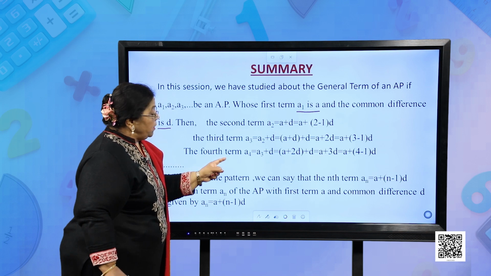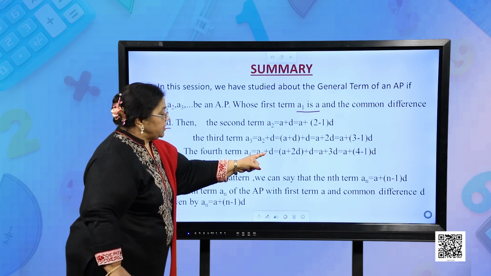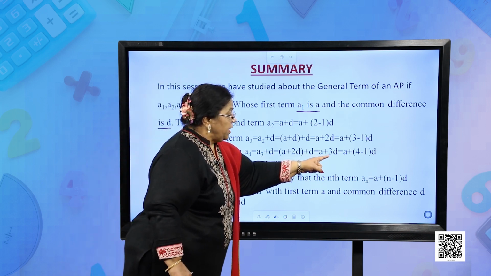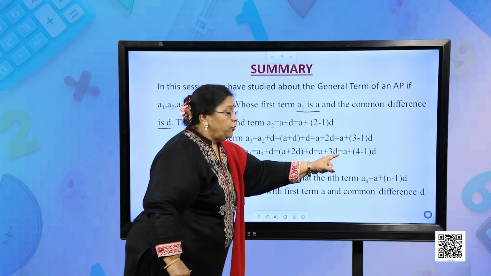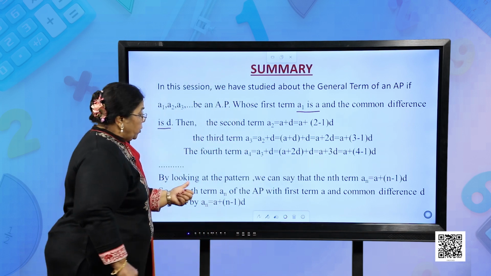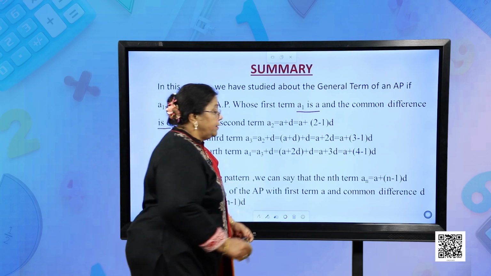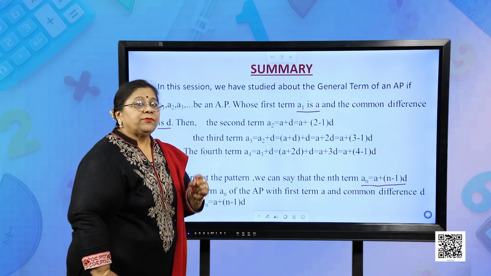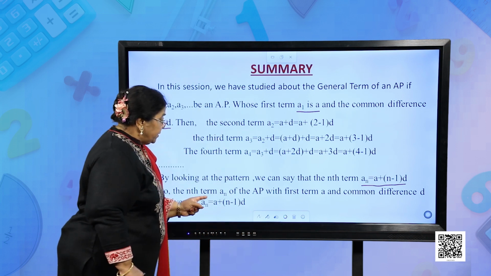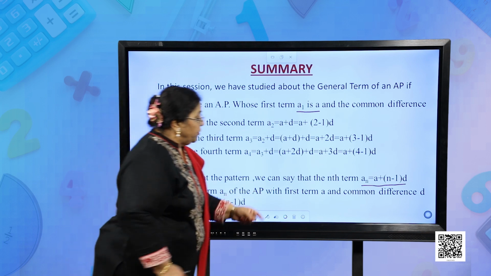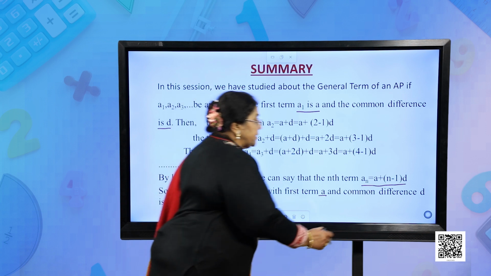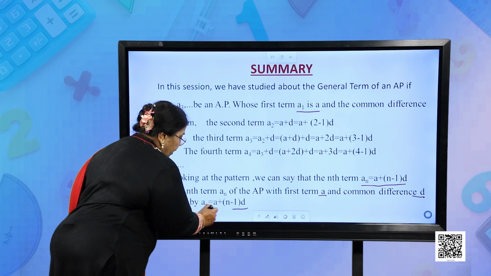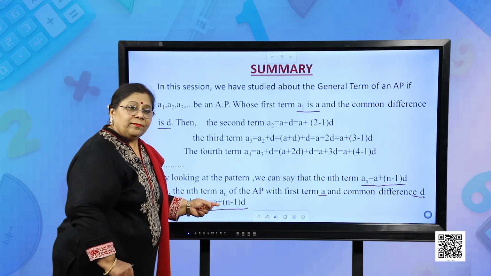And similarly, fourth term a4 can be written as a3 plus d, that is equal to a plus 2d plus d, that is equal to a plus 3d, which can be expressed as a plus 4 minus 1 into d. By looking at the pattern, we can say that the nth term can be written as an is equal to a plus n minus 1 into d. So, the nth term an of the AP with first term a and common difference d is given by an is equal to a plus n minus 1 into d.